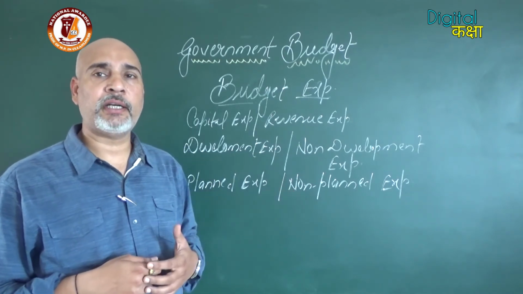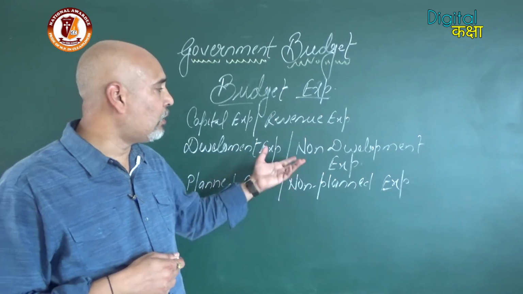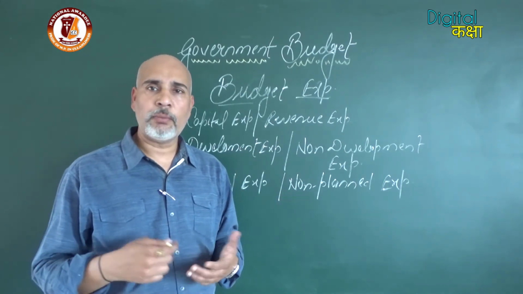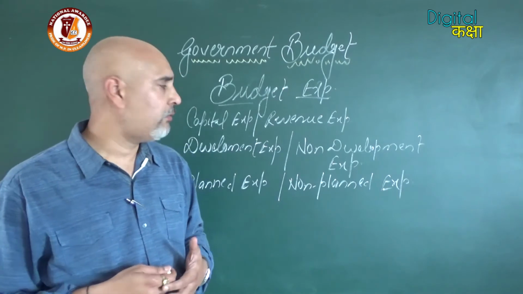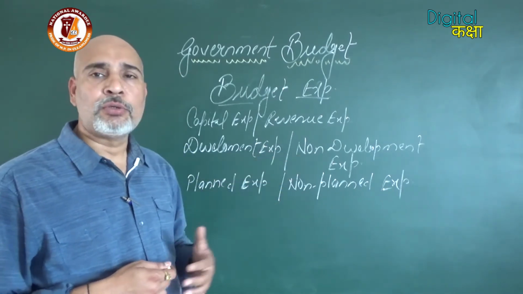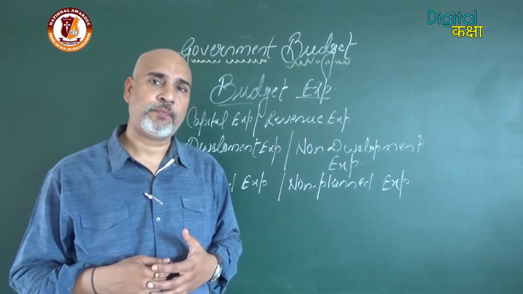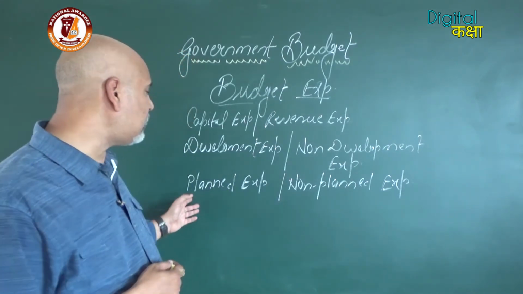Increases the production capacity, or is somehow related to it. Non-development expenditure, like collection of taxes and audit, is somehow not related at all to development. So this comes under non-development expenditure. Okay. Another comes under planned expenditure.